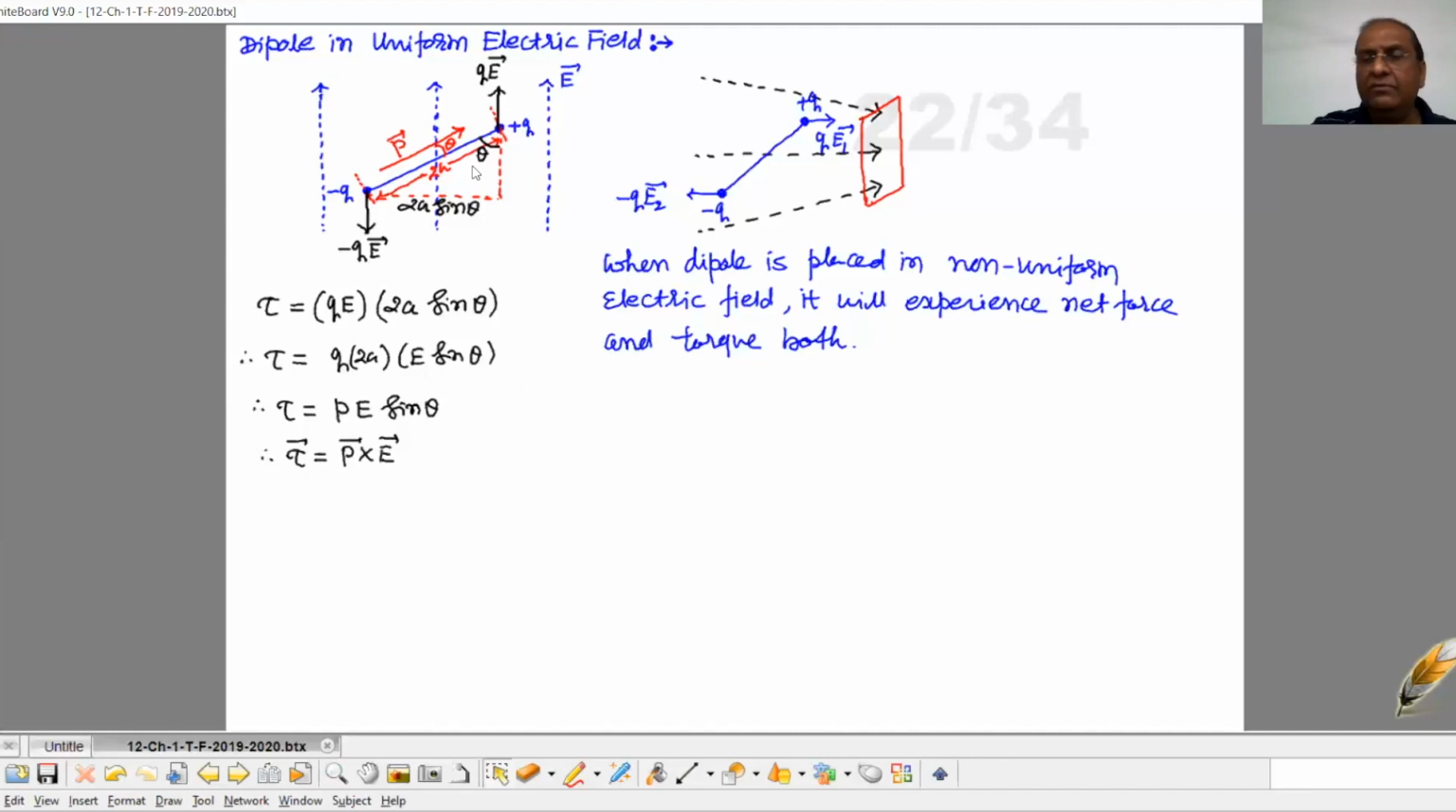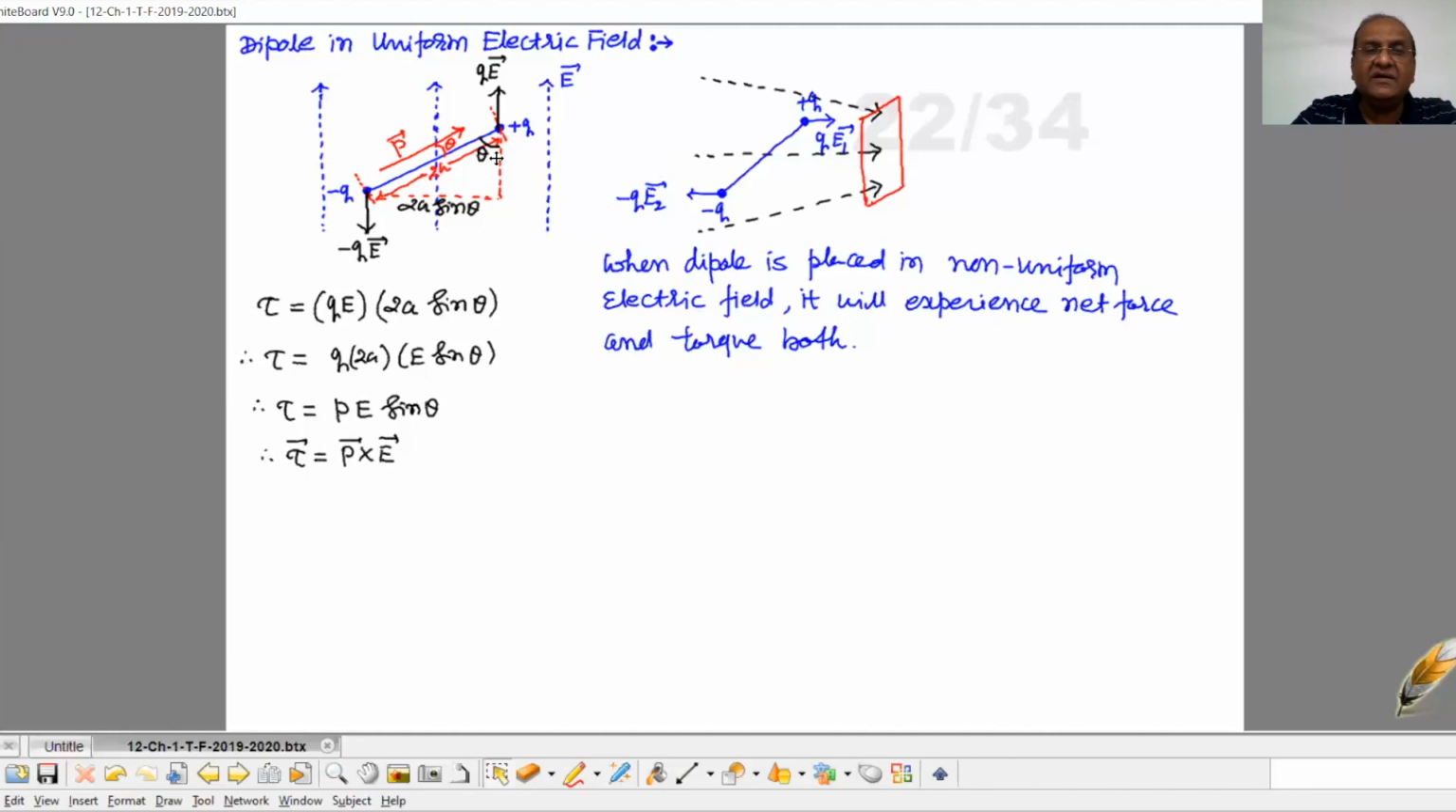Now we already studied this thing. When any charge is in the electric field, the force acts on it, that is QE. So on the positive charge, the force is in the direction of the field, and on the negative charge it is in the opposite direction. The force on plus Q charge is QE, and the force on minus Q is in the opposite direction of the electric field, that is minus QE.